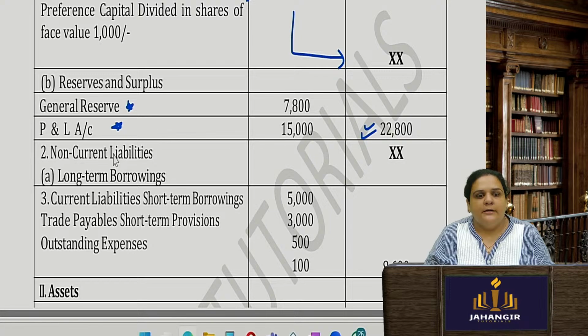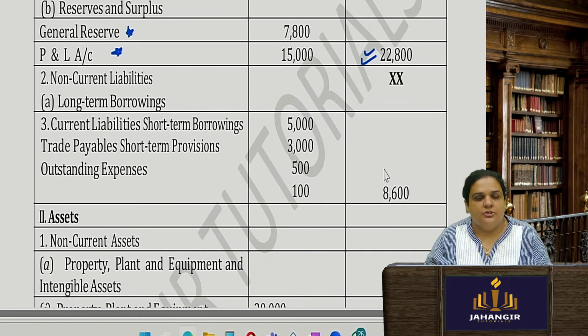In non-current liabilities, we have only long-term borrowings. They have not told us how much. In current liabilities, short-term borrowings, okay, current liabilities is 5,000.